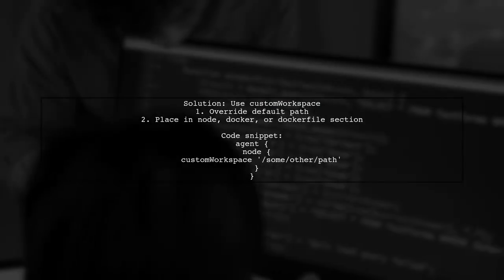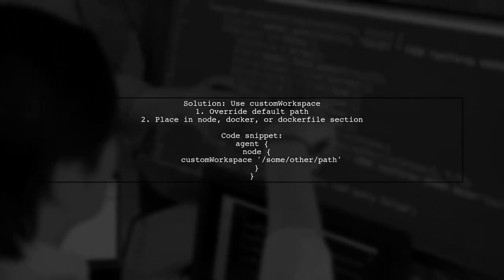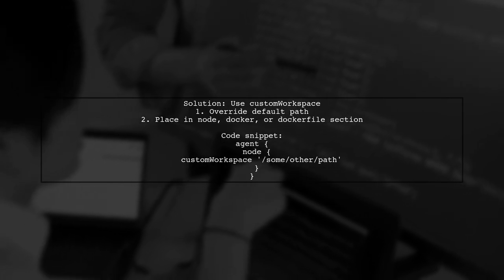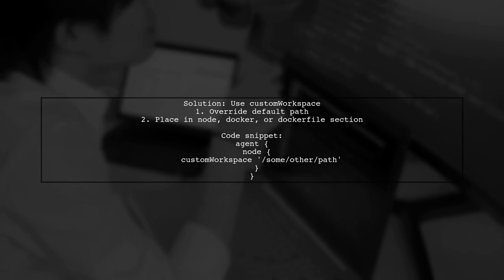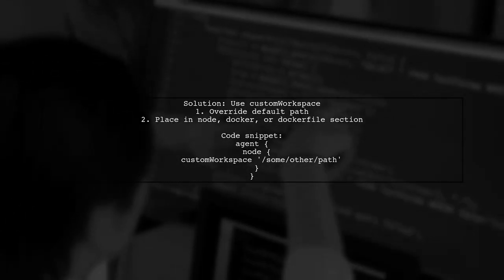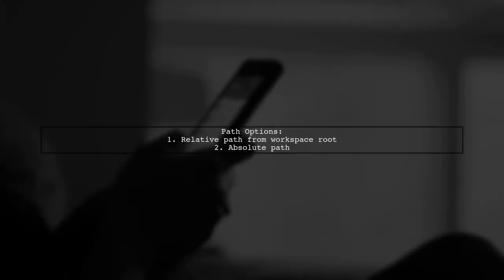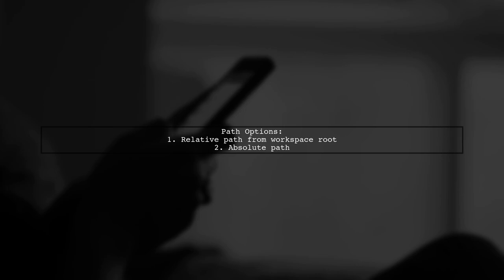Let's now look at a user-suggested answer. To solve the Jenkins Blue Ocean workspace path too long issue, you can use the custom workspace option in your declarative pipeline. This allows you to set a different path for your workspace. You can specify either a relative path from the workspace root or an absolute path.